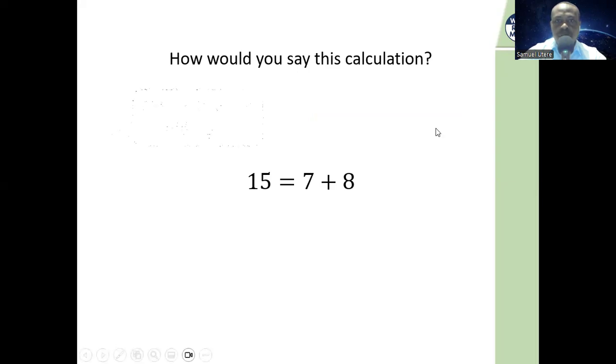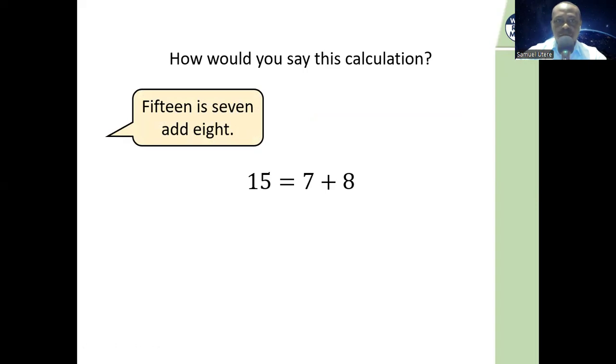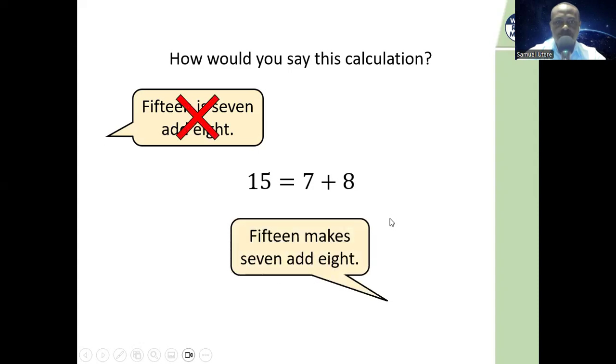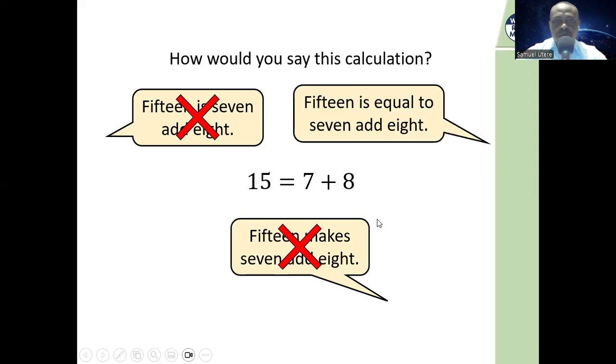Now imagine you want to say this by saying 15 is 7 add 8. Doesn't really sound quite right, does it? What about this? 15 makes 7 add 8. 15 doesn't make 7 add 8. What is it making? Is it making pot noodles or what? So the correct way to say it is 15 is equal to 7 add 8. So we're using the correct mathematical words and expressing the symbols that are actually there in the calculation. 15 is equal to 7 add 8.